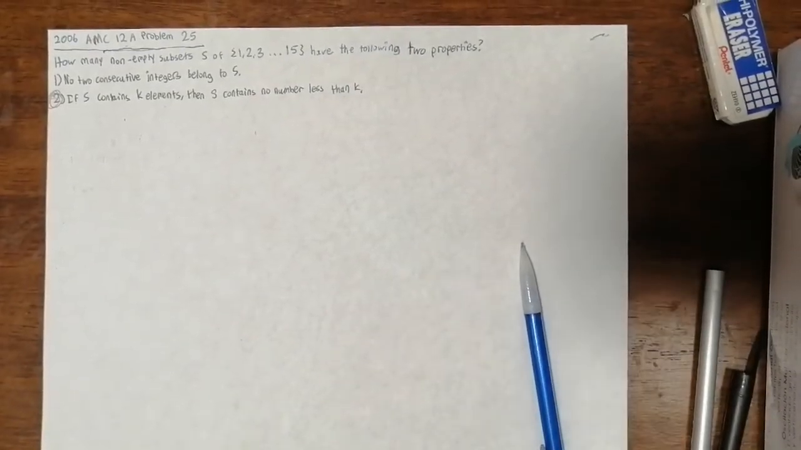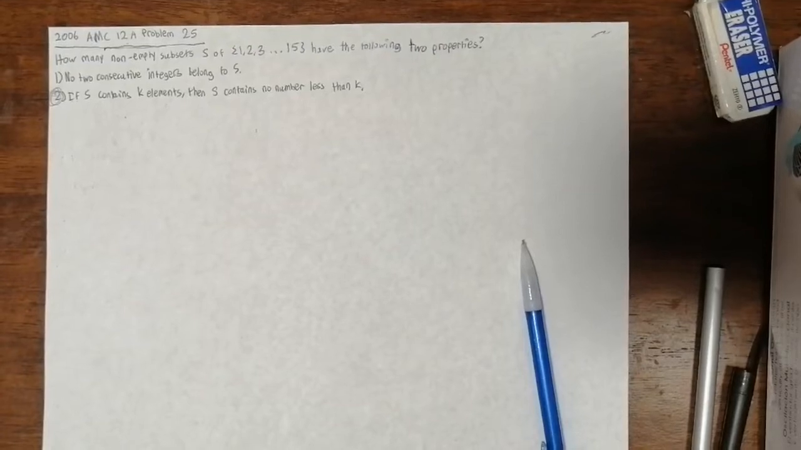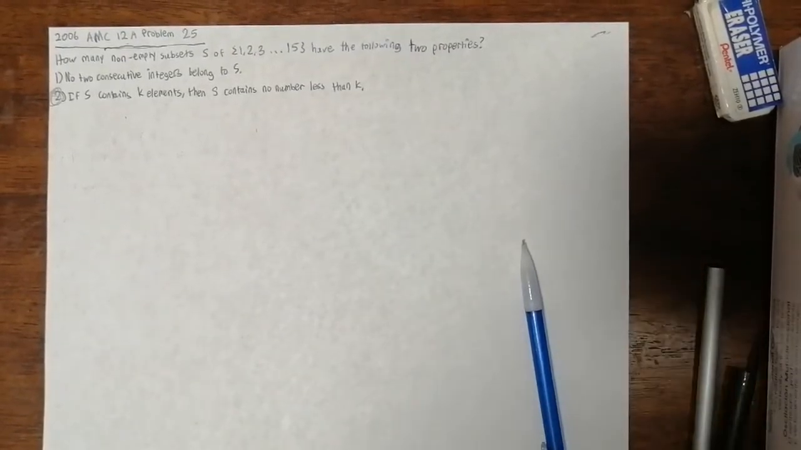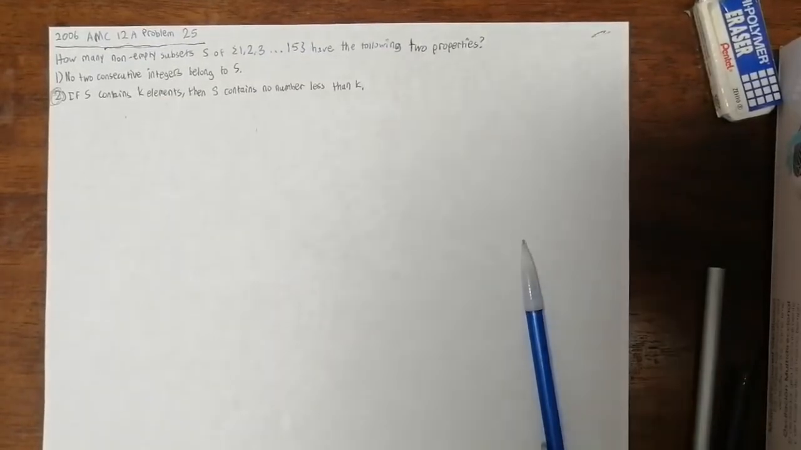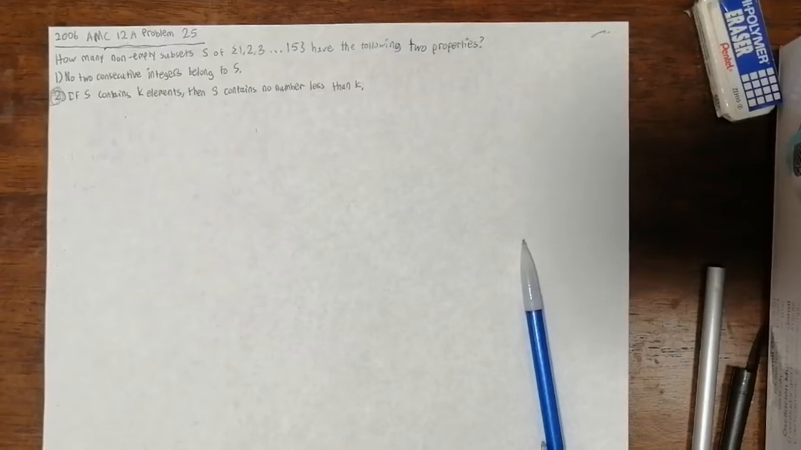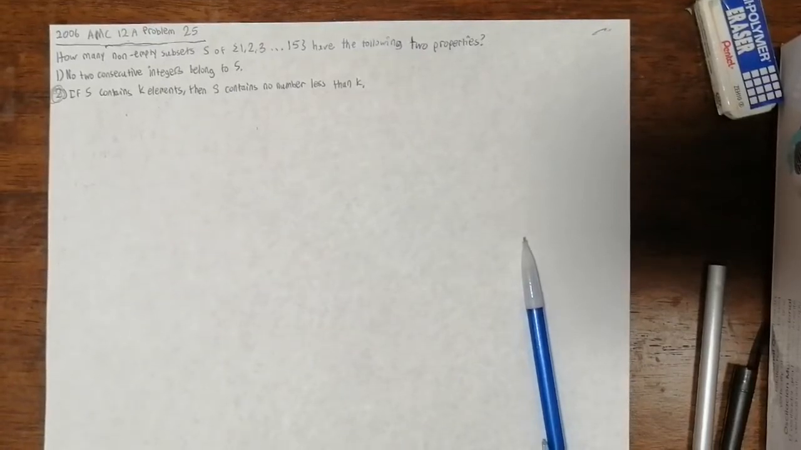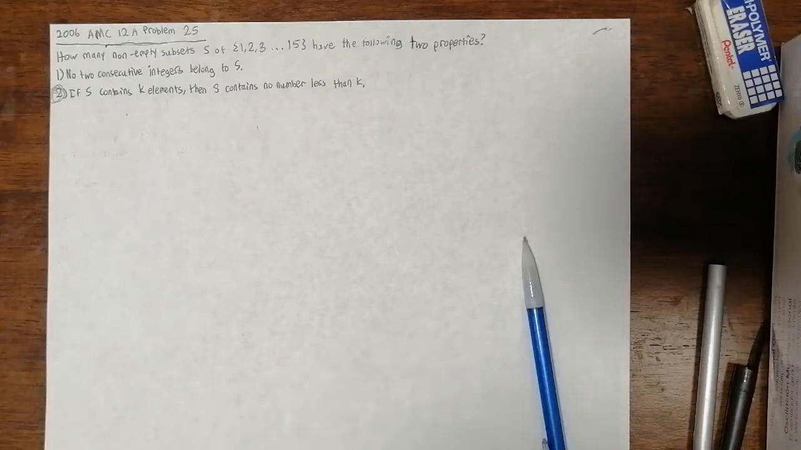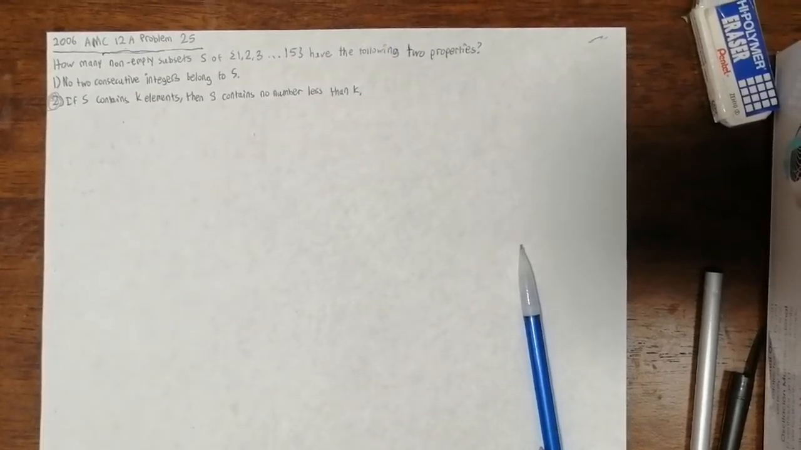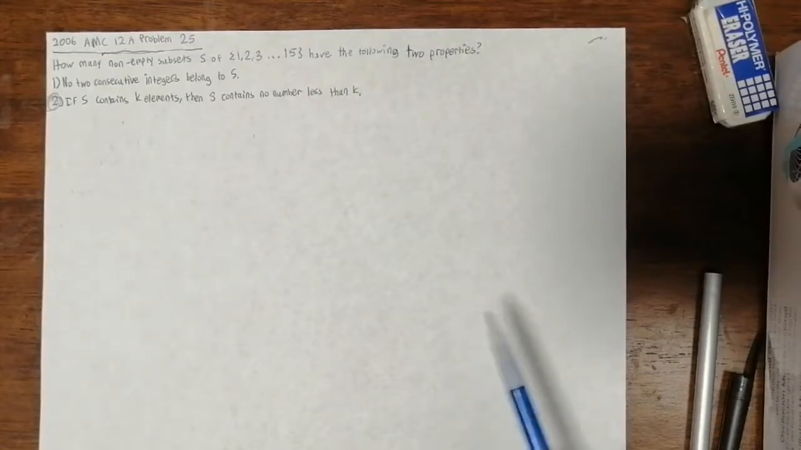All right, this is the 2006 AMC 12A problem 25. How many non-empty subsets S of the set 1, 2, 3 all the way to 15 have the two following properties? No two consecutive integers belong to S, and if S contains k elements, then S contains no number less than k. All right, so first let's focus on condition number 2.